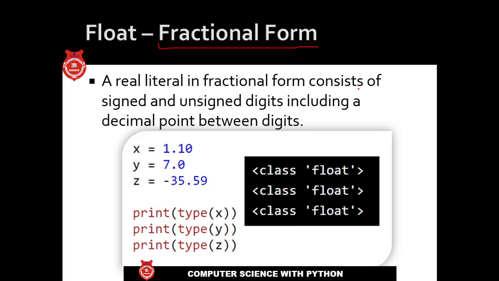A literal in fractional form consists of a signed or unsigned digit including decimal point. For example, x equal to 1.10, y equal to 7.0, and z equal to minus 35.59. All these are floating point numbers. So when you want to print the type of the numbers, you can say type x. The type of x is float. The type of y is also float. The type of z is also float. So this is the fractional form.